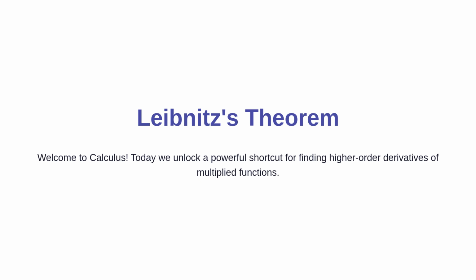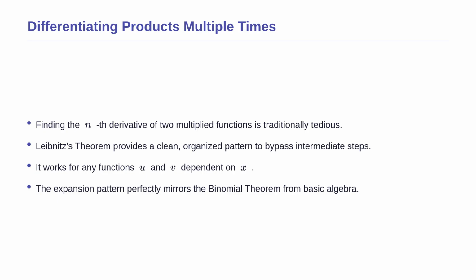It allows us to find the nth rate of change of two interacting things instantly, without calculating all the tedious steps in between. Now that we know what problem we are trying to solve, let us look at how this theorem approaches it. In formal calculus, Leibniz's theorem provides a formula for finding the nth derivative of the product of two functions. Suppose we have two functions, let us call them u and v, and both depend on a single variable x. We assume both can be differentiated at least n times without breaking down.